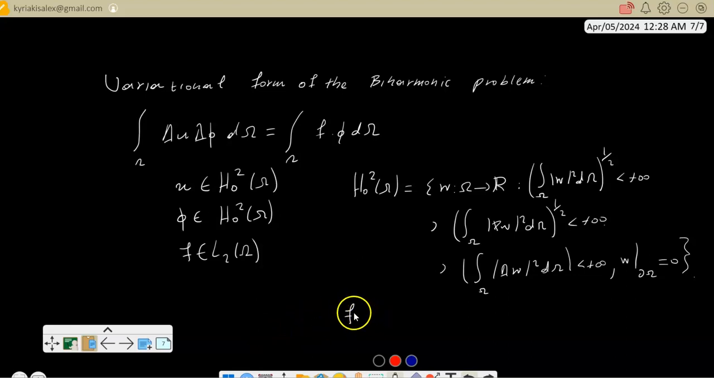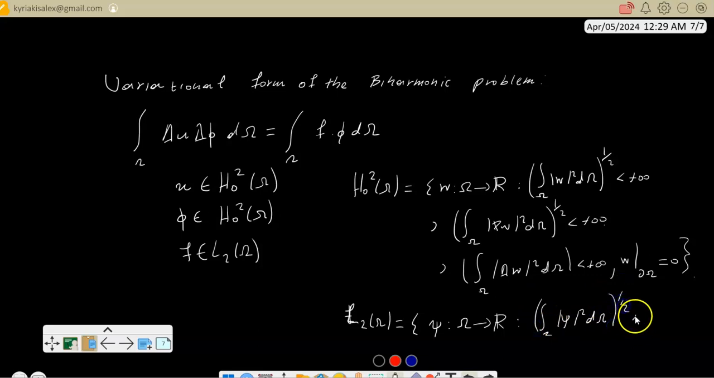And L2 space is the space of square integrable functions. So it's psi from omega to R such that the L2 norm, the integral of psi squared d omega, is bounded.